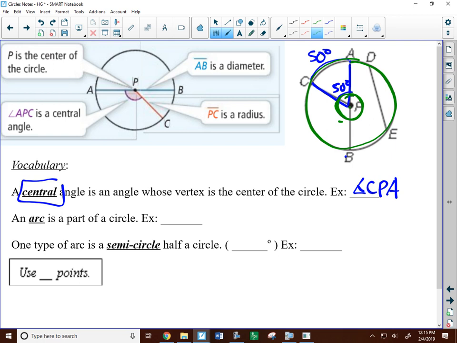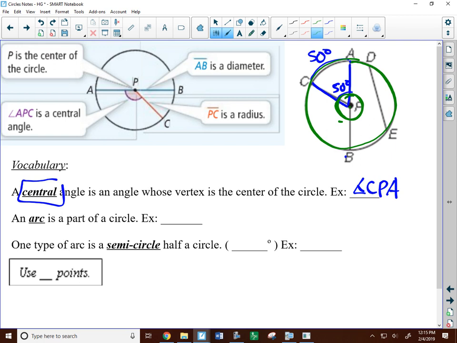So for now, there are going to be other types of angles that will help us solve for this, but right now the one we know is central angles and their arc have the same measure. Only central angles. We're going to use that in a few minutes to solve for missing angles.